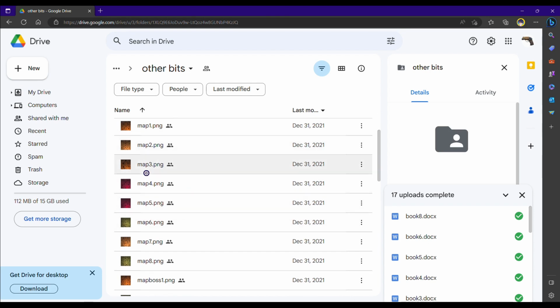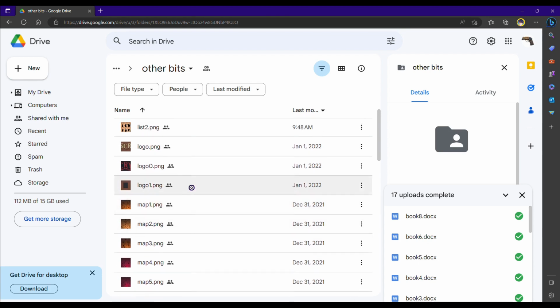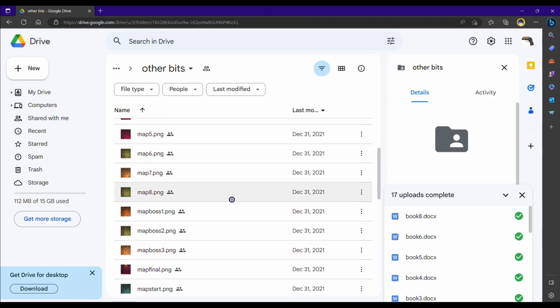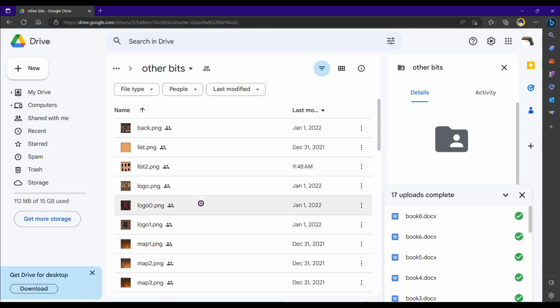And if we go back, we got other bits, which just has stuff for the box and all the maps. So all the maps are in other bits. There's a total of 13 maps, and they're right here.